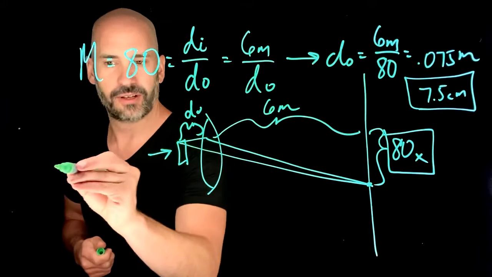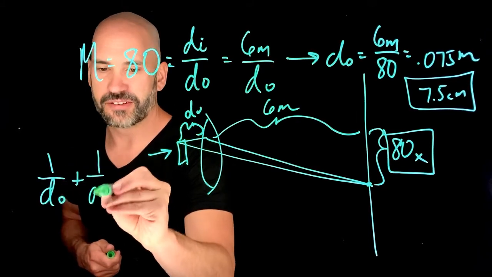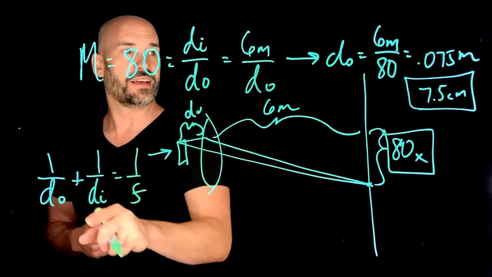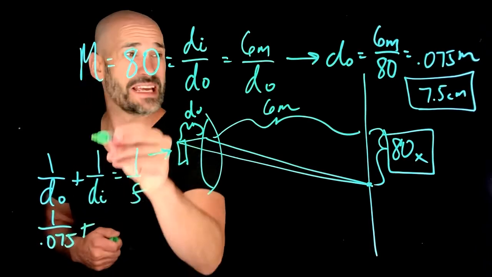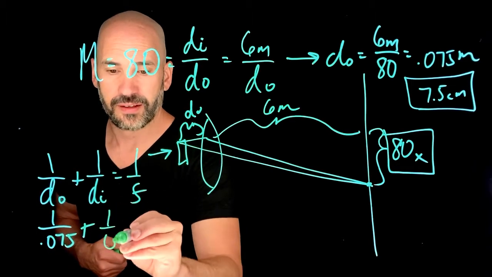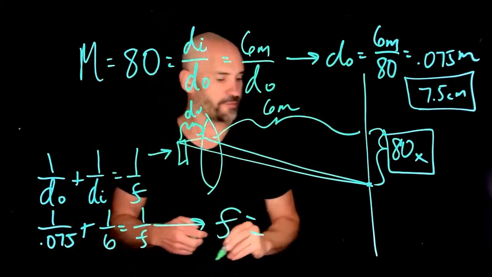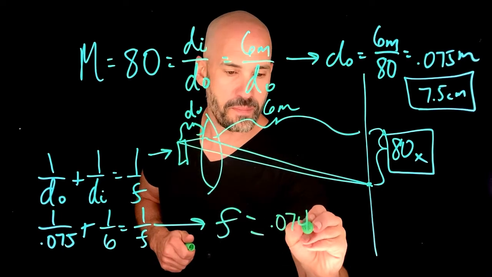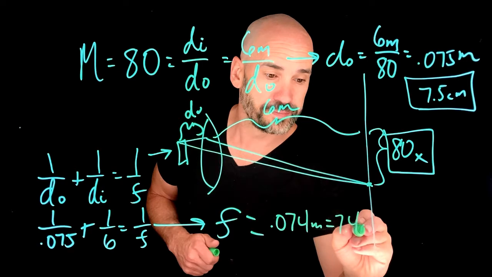Well, we just got to use our little thin lens equation again. We can find the focal length. Our object distance is 0.075. Our image distance is 6 meters, and we want to find that focal length. If I do that, I get a focal length of 0.074 meters, which is equal to 7.4 centimeters.